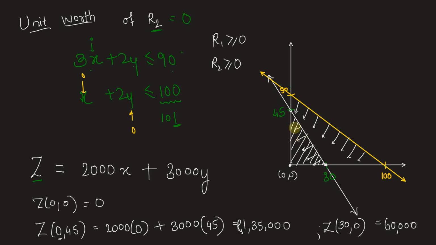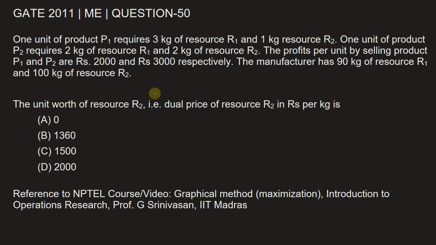Of course, if we increase R1 by 1 unit, then the change will be seen, because we are shifting the inner constraint here. So the feasible region will change. But as long as R2 is considered, making the total availability 101 kg will not change the profit. It will keep the profit the same. So let's go back and mark the correct option. Unit worth of resource R2, that is, dual price of R2 in rupees per kg, is 0 here.